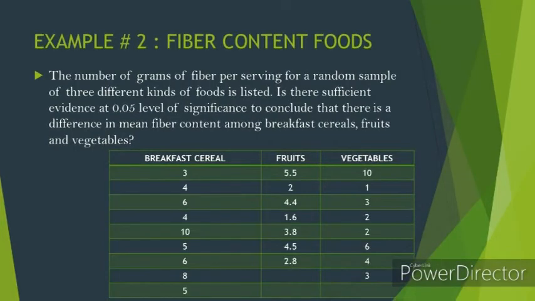For our example number 2, we have the number of grams of fiber per serving for a random sample of 3 different kinds of food. Is there sufficient evidence at 0.05 level of significance to conclude that there is a difference in mean fiber content among breakfast cereals, fruits, and vegetables?